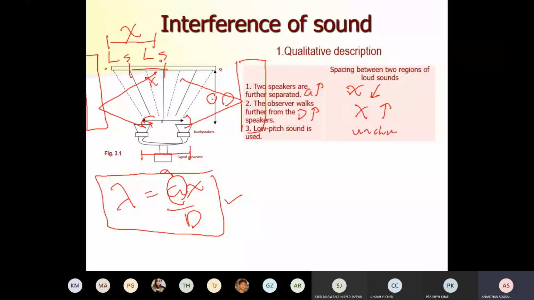Unchanged. It does not affect the X. Low pitch or high pitch does not affect the X. Low pitch means the loud sound will be slightly not that loud. That's it. Unchanged. Okay, so the answer should be this.